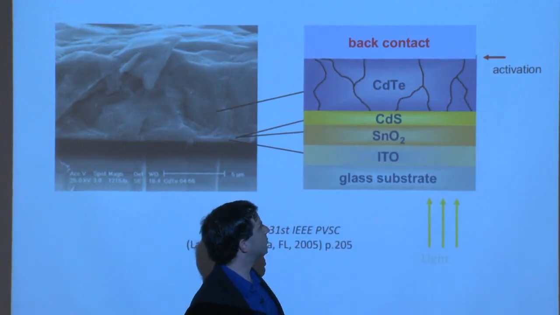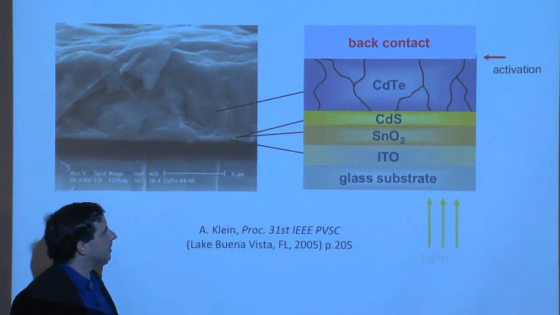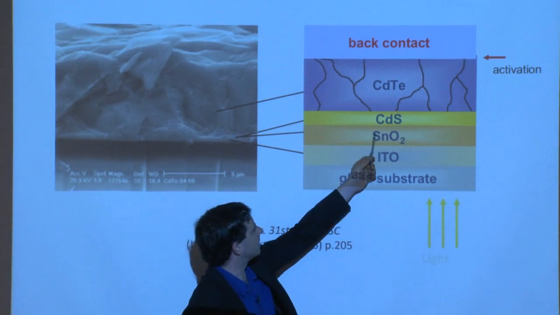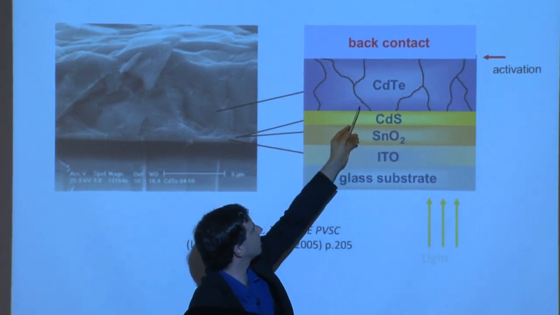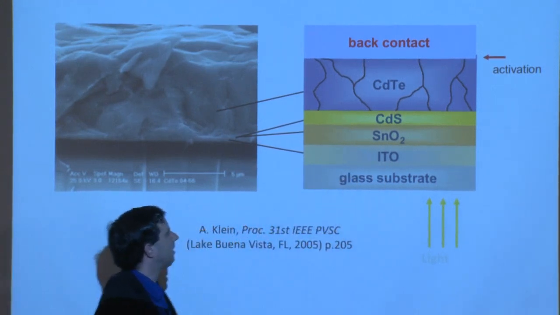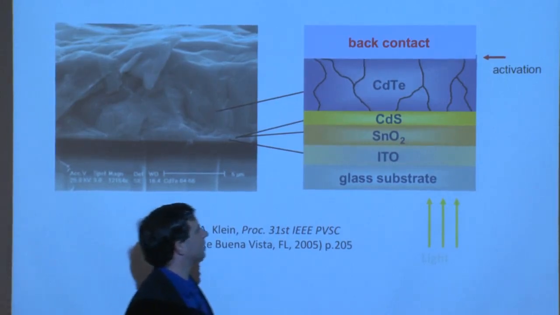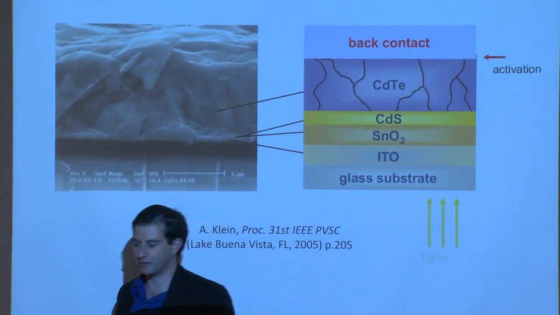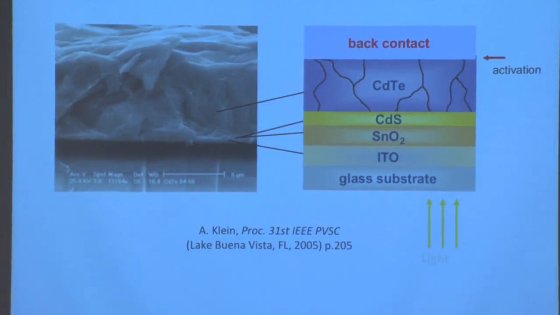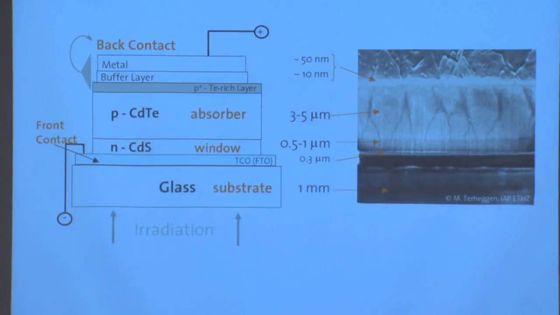This tin oxide is generally an intrinsic layer. It's assisting here with the ITO on the front contact. And then you have your back contact that extracts charge from the back. There are a couple more tricks to creating a good CadTel device that involve chlorine treatment and passivation of defects. That's where some of the activation comes in.